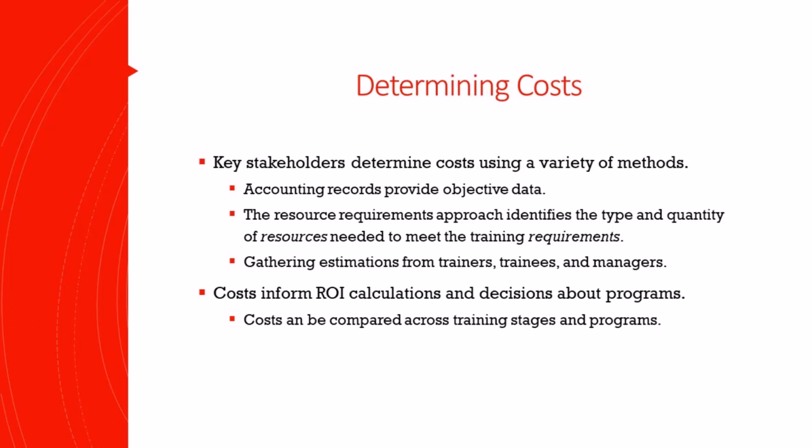Are we spending more on the evaluation of some programs than we should be, given the significance of the investment? We need to consider both the direct costs, for which receipts can be found, and the indirect costs that are less obvious. Again, stakeholders can be incredibly helpful in identifying these hidden costs. These costs are not only useful in ROI calculations, they also help us make decisions about programs. We can also compare the costs of 2 or more programs.